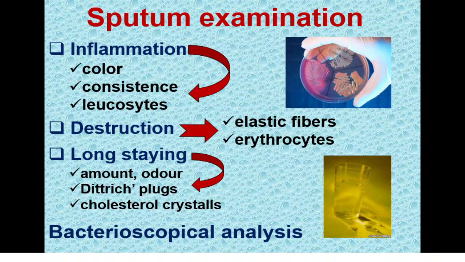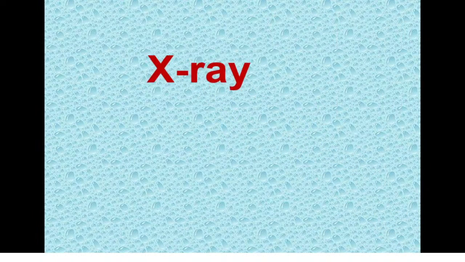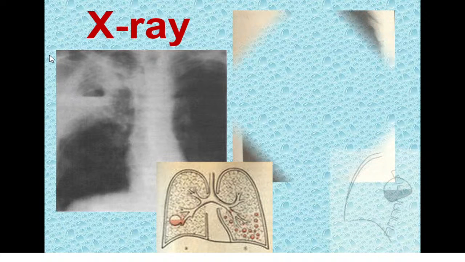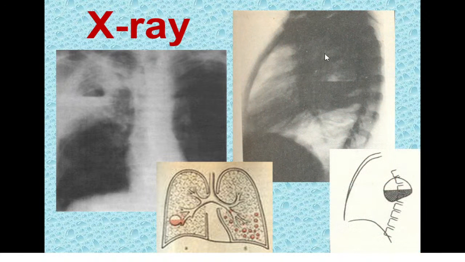Bacterioscopical analysis shows etiological factors, such as Staphylococcus, Streptococcus invasion, or invasion of Mycobacterium tuberculosis. On X-ray examination, we see above the liquid content air, a more clear cavity. Also we see a cavity with a level of liquid and air above it.